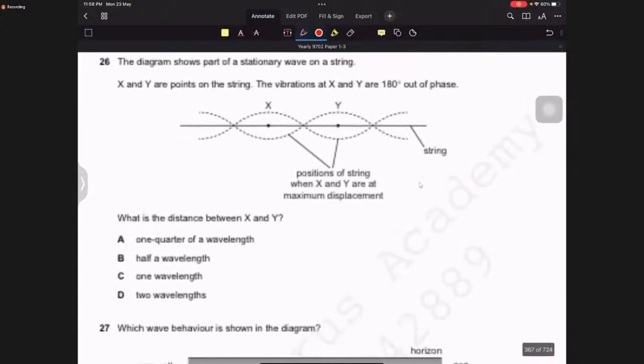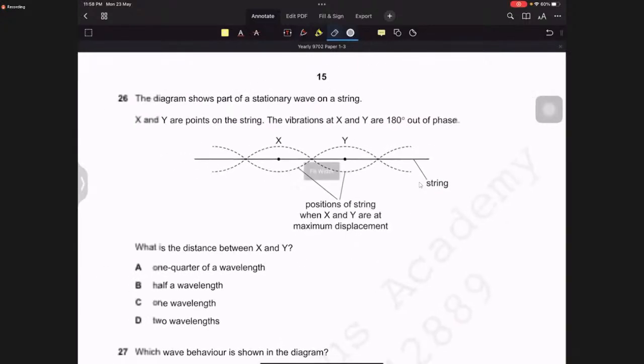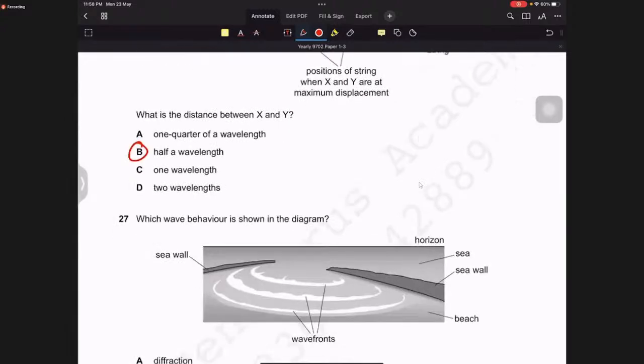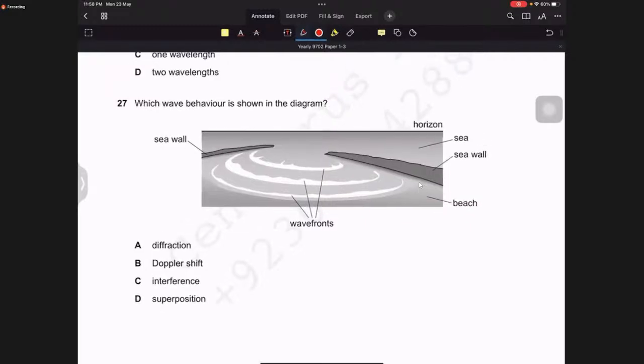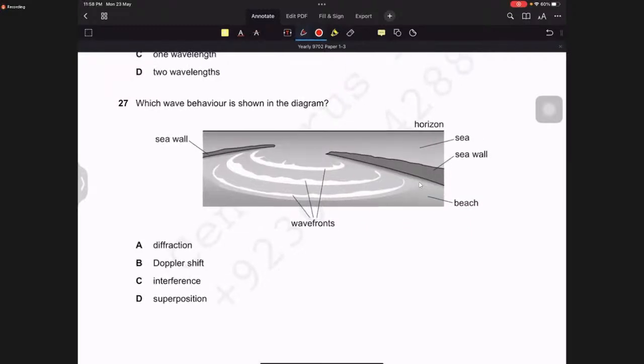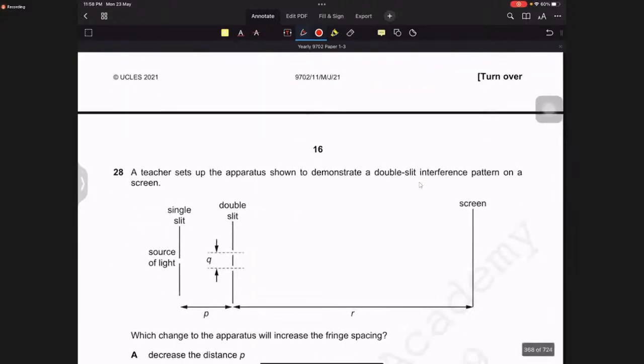Now, going to this one. What is the distance between X and Y? So this has to be an antinode, so the distance has to be half lambda. Pretty easy. Some questions are so easy. Which wave behavior is shown in the diagram? That's diffraction. Pretty easy, a one second question.